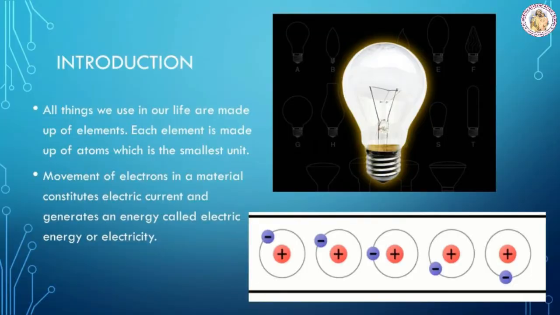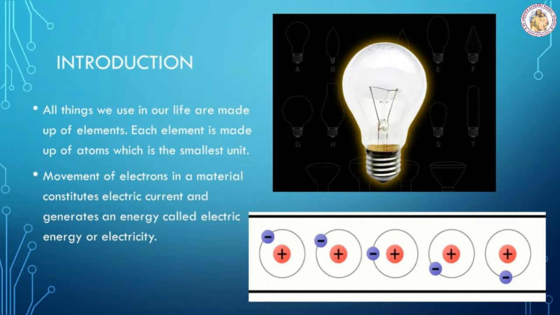Introduction. All things we use in our life are made up of elements. Each element is made up of atoms, which is the smallest unit. This we already know very well. In earlier lesson, we have learned that John Dalton, the scientist, considered that atoms cannot be divided further. But it was found out later through Rutherford's gold foil experiments that atoms are made up of particles like proton, electron, and neutron, isn't it?